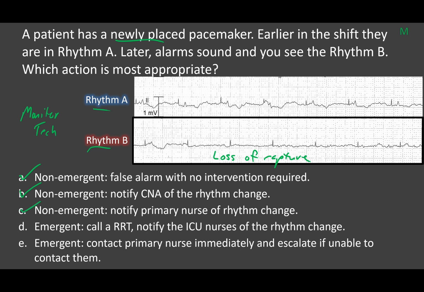This is actually an emergent situation. And so you have to decide, is this worth calling an RRT for and having the ICU nurses evaluate immediately? Or do you just contact that primary nurse immediately, but be ready to escalate as soon as possible? Because the patient regained capture here, we just kind of had this run of not much going on. So it's not quite to the point where we're at an RRT yet, but if it keeps happening, that may be the case. So I'm going to go ahead and say that it's emergent. Get a hold of that primary nurse immediately. Escalate if you're unable to get a hold of them.